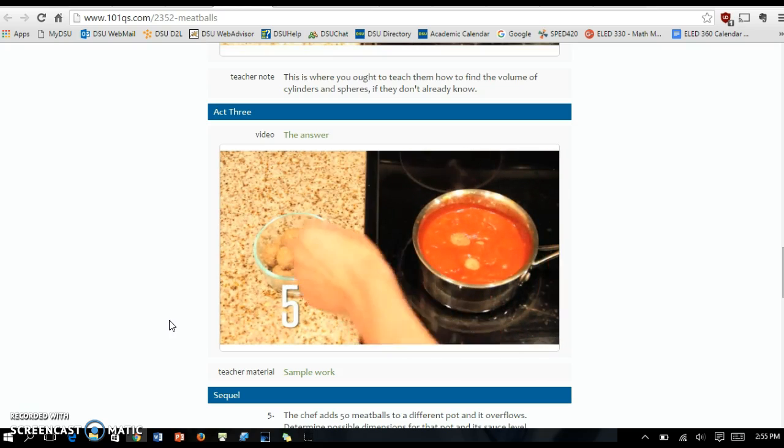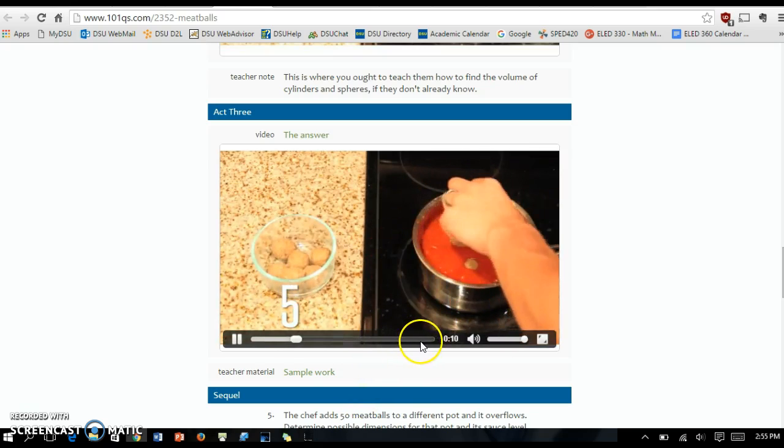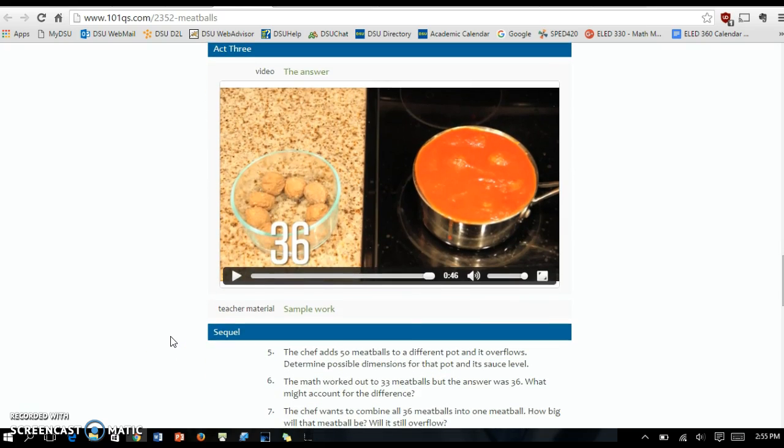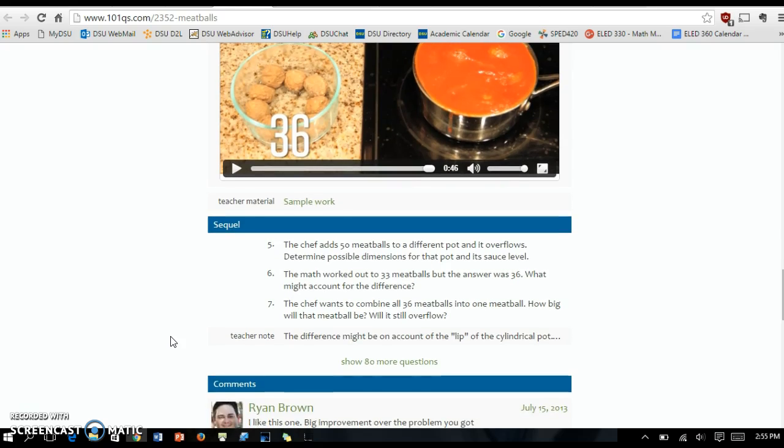And they just essentially start dumping them in. And then we have our counter right here. And then at the end it shows that 36 meatballs are going to fit in there when it's just starting to overflow. So we could watch that whole video, and both of the videos are nice and short, so it's not going to take up too much time.